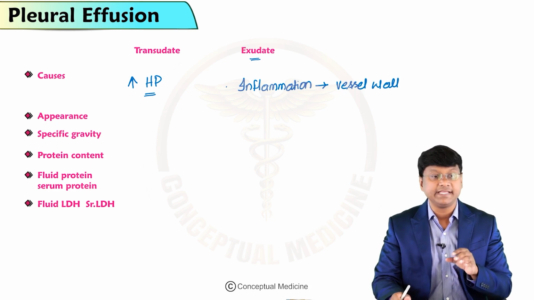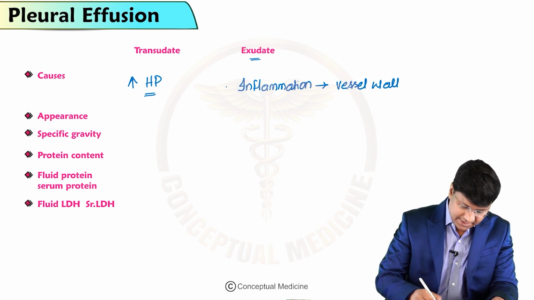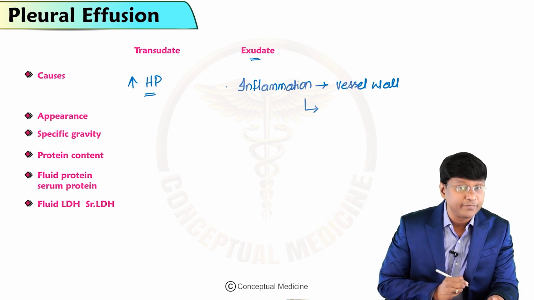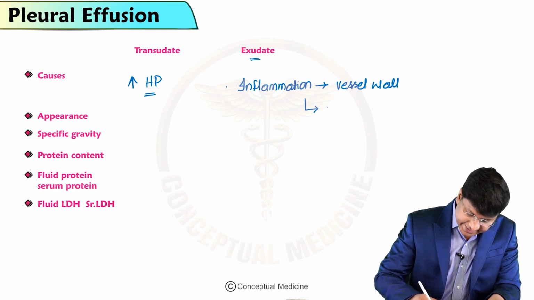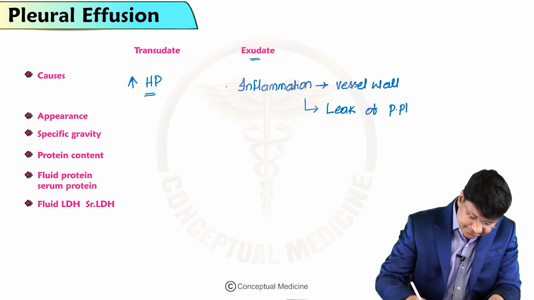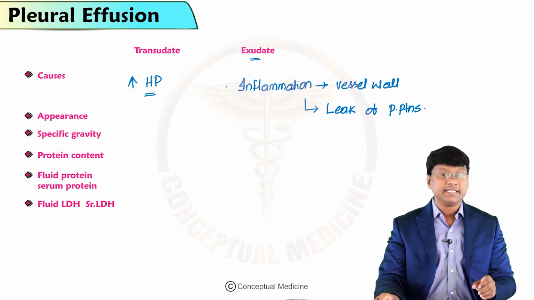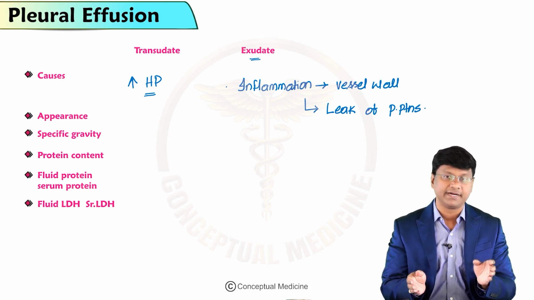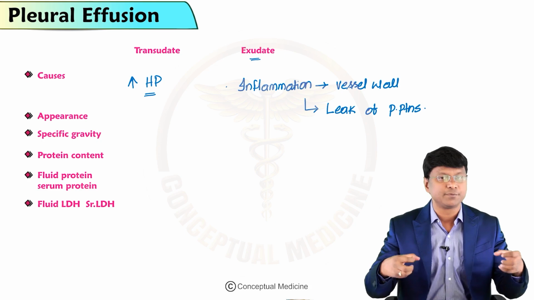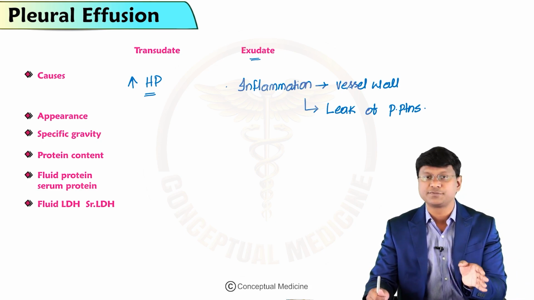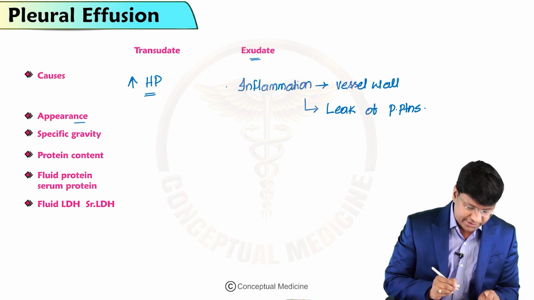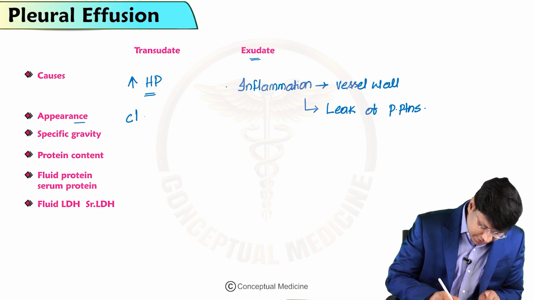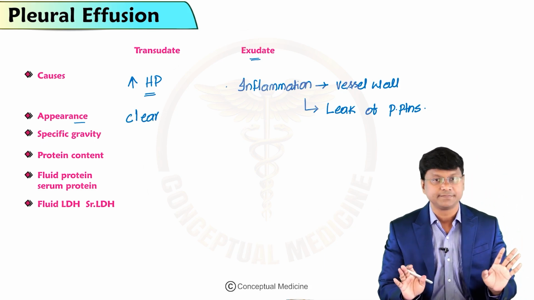Right, the pathology is basically inflammation of the vessel wall, and in this inflamed vessel wall, there will be damage to the capillary endothelium and there will be leakage of the plasma proteins, right? Leakage of the plasma proteins into the extravascular compartment, that is the pleural space, and these plasma proteins will pull the fluid out from the vessel into the pleural space, resulting in the exudative type of pleural effusion.